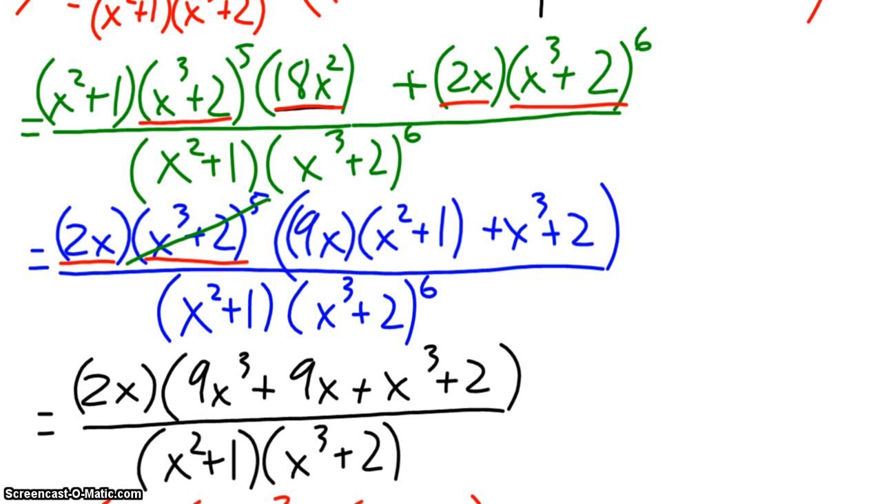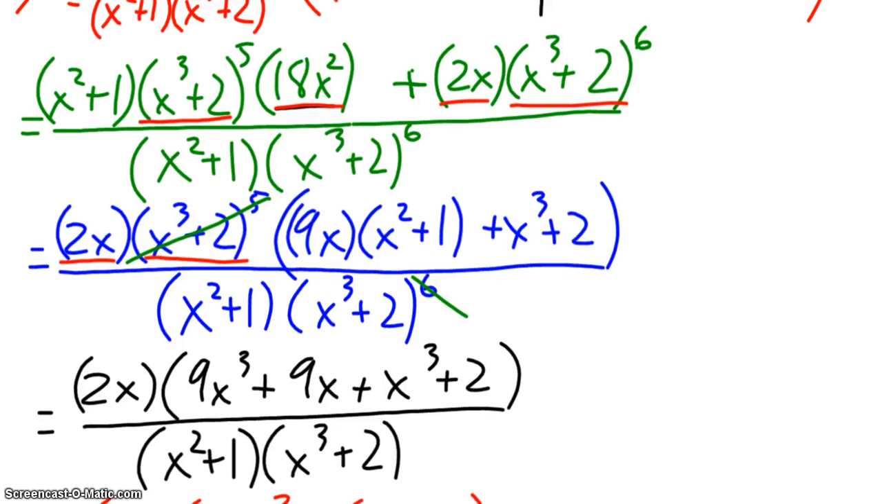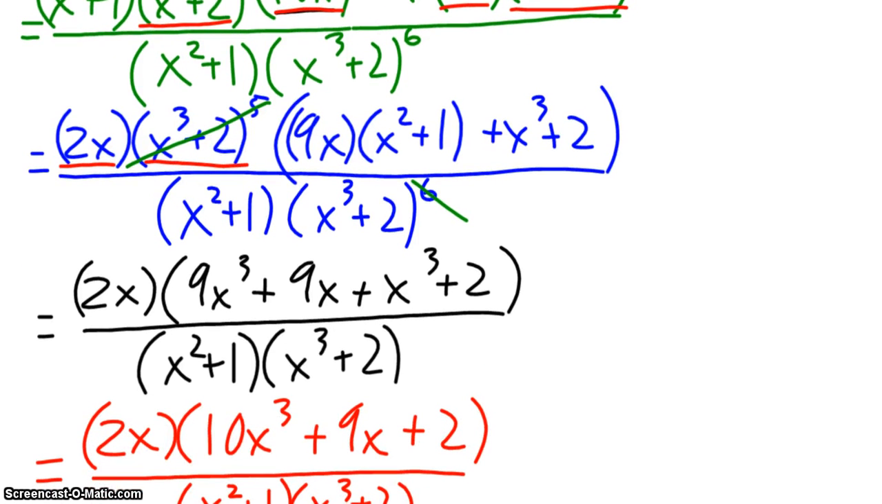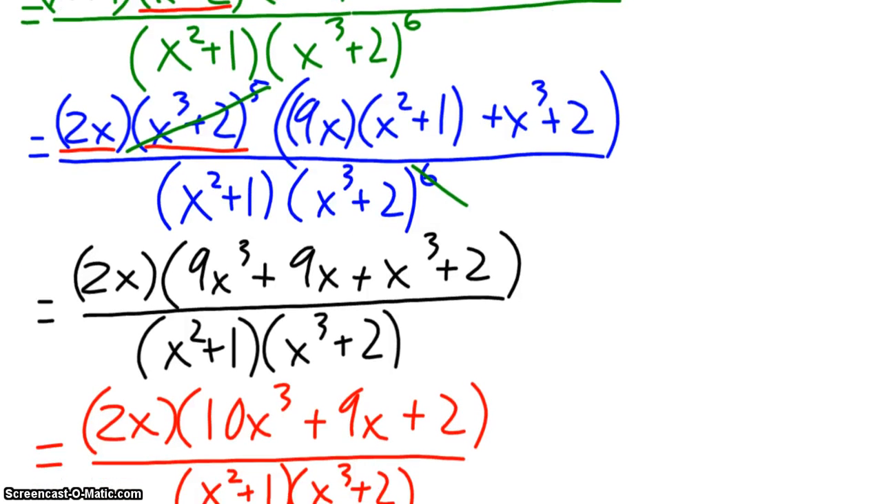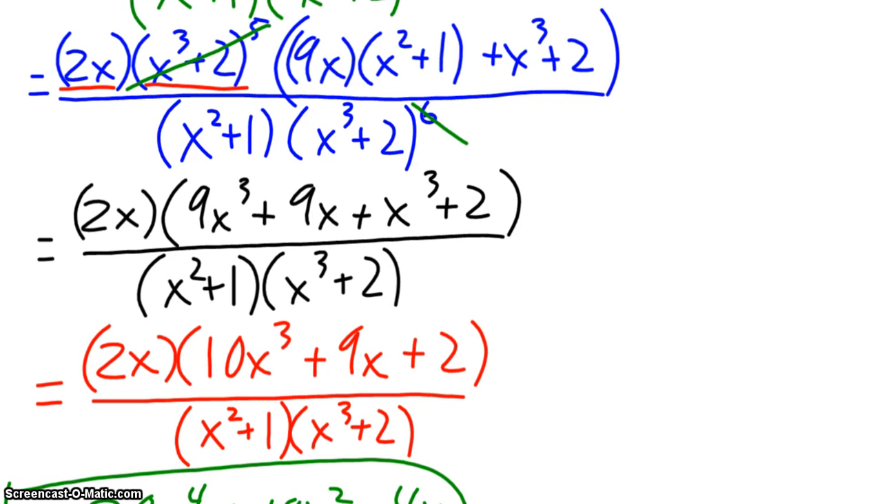X cubed plus 2 to the 5th reduces with that. So the 6th is gone, and I'm still left with an x cubed plus 2 in the denominator, but it's not to the 6th power anymore. So now I distributed the 9x to the x squared plus 1, and I still have the 2x remaining on the outside, so the numerator is 2x times the quantity 9x cubed plus 9x plus x cubed plus 2. The denominator is x squared plus 1 times x cubed plus 2.